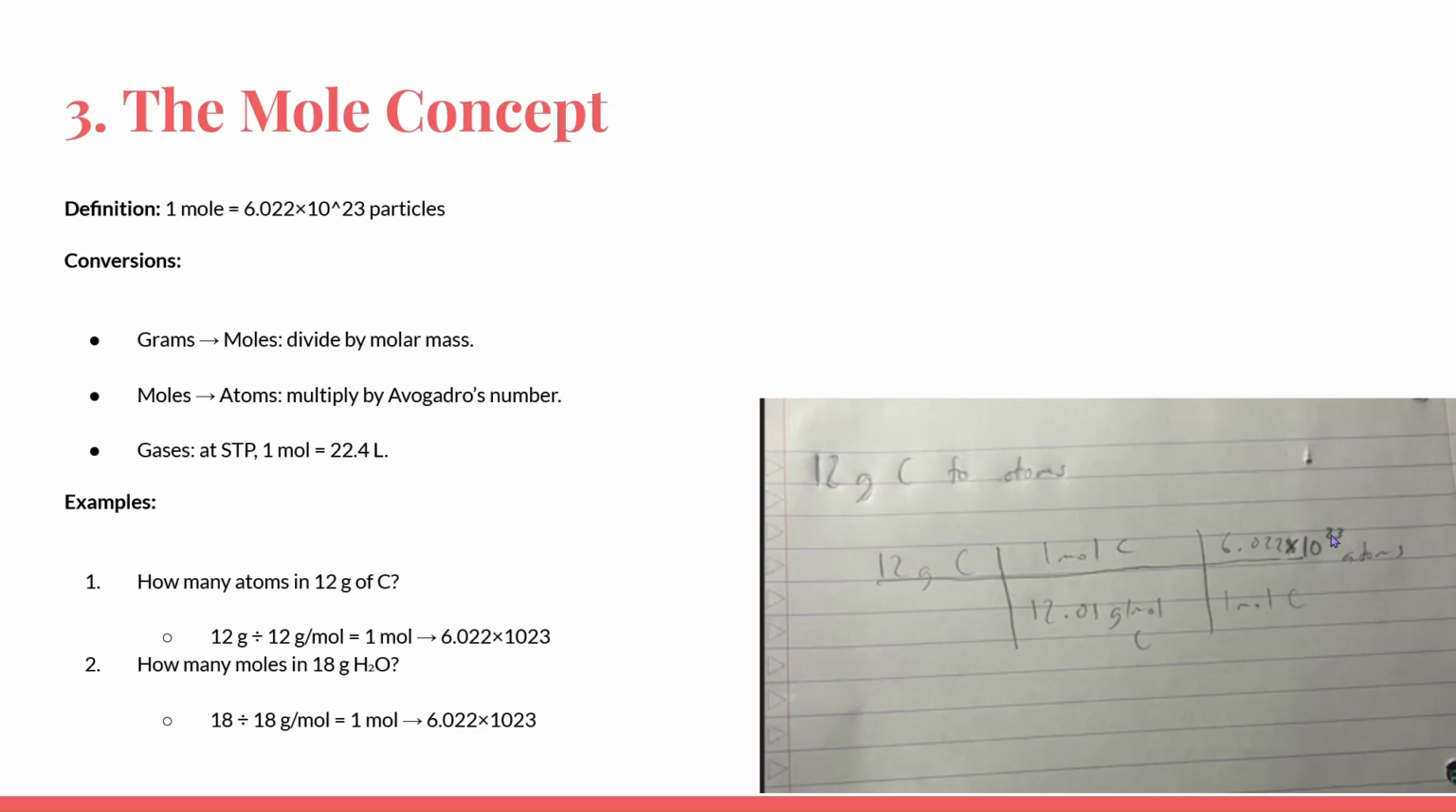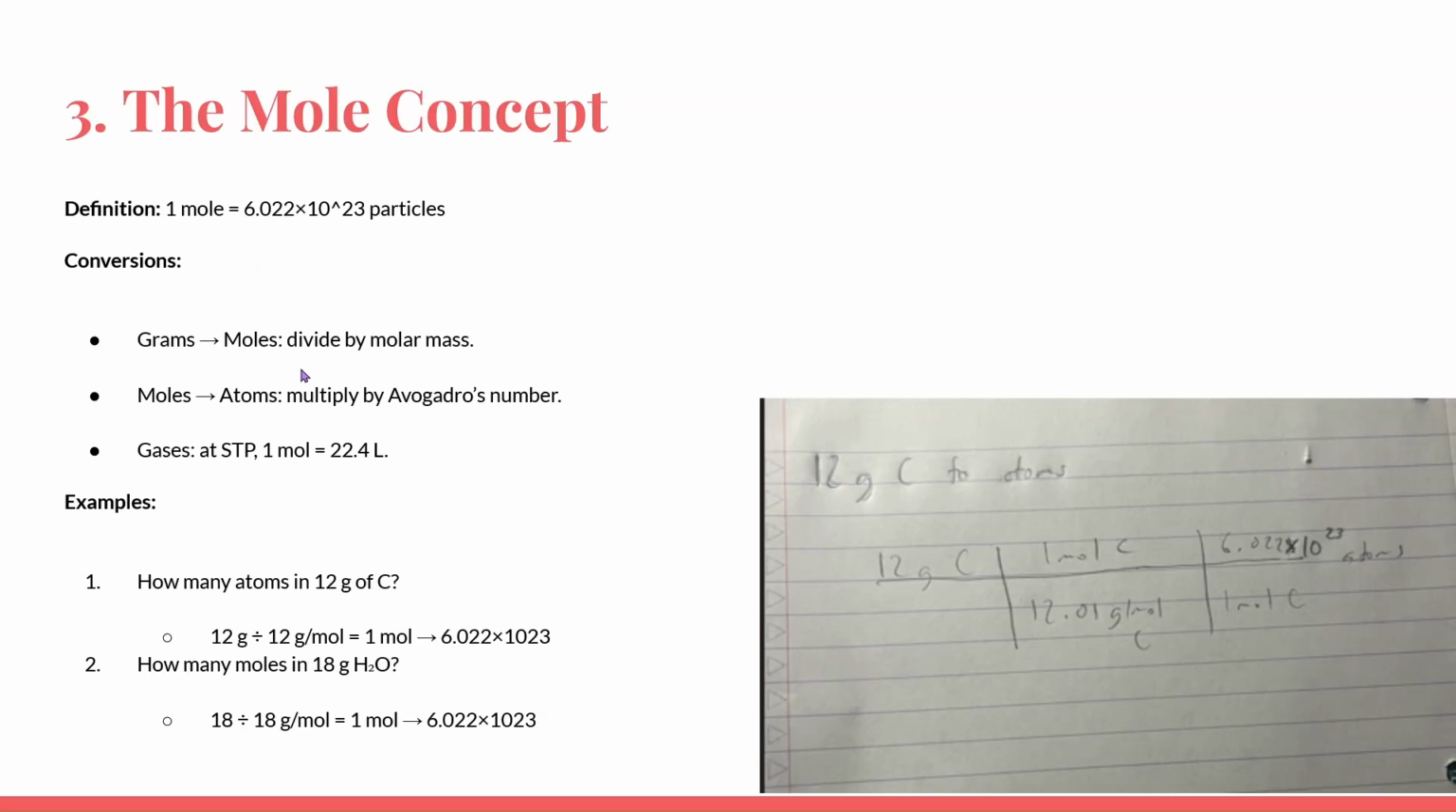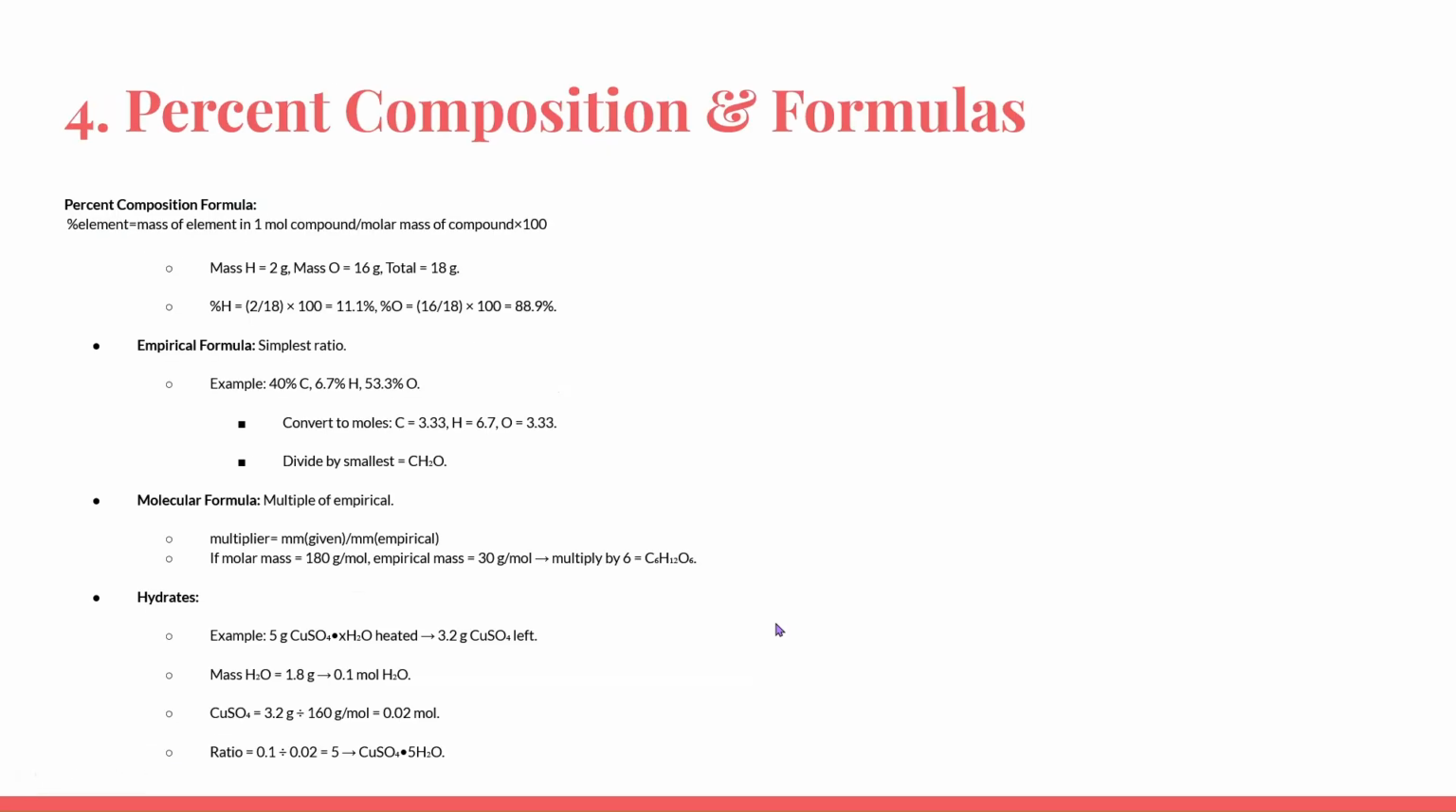because 1 mole is 6.022 times 10 to the power 23 atoms, or particles. So once you multiply the top side and divide it by the bottom side, then you would get 6.02 times 10 to the power of 23 atoms of carbon, which would give the answer to this. So anyways, next we have percent composition and formulas.